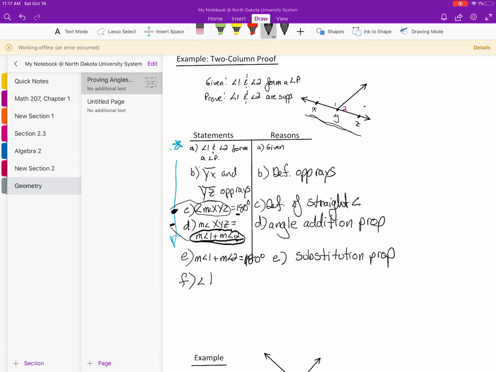Now we get to say that angles 1 and 2 are supplementary. And that's just by the definition of supplementary angles.